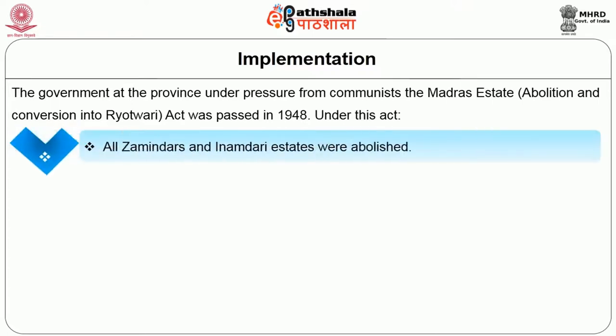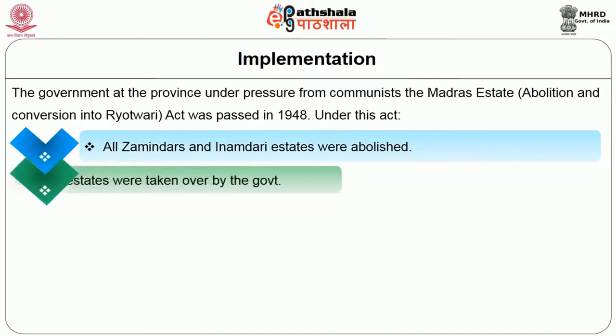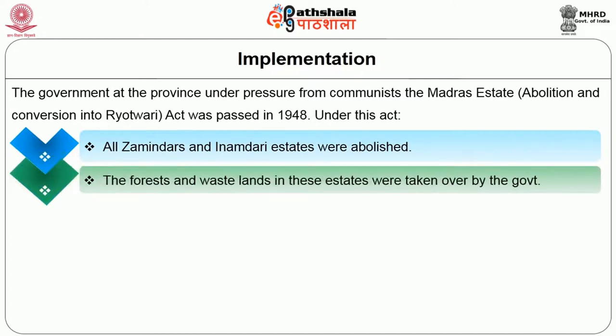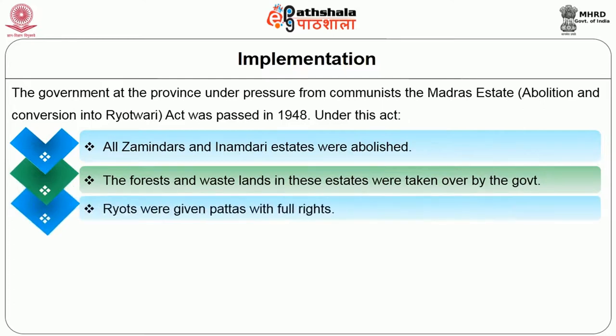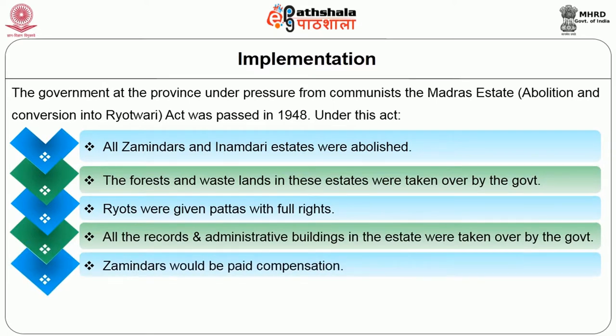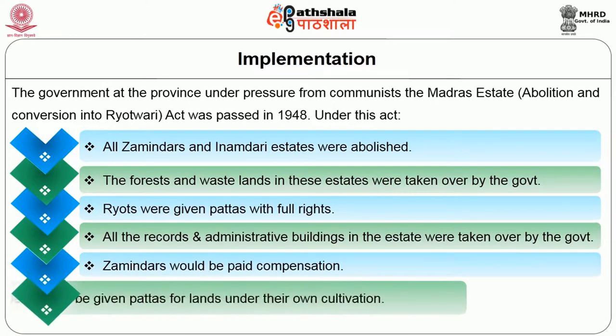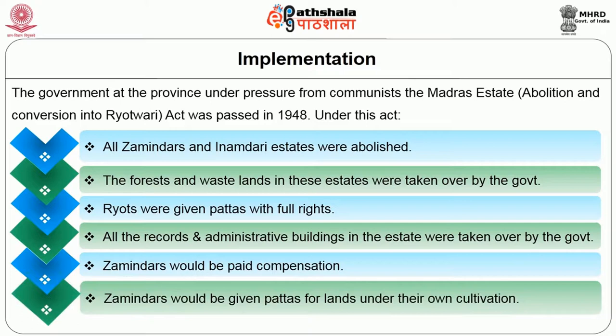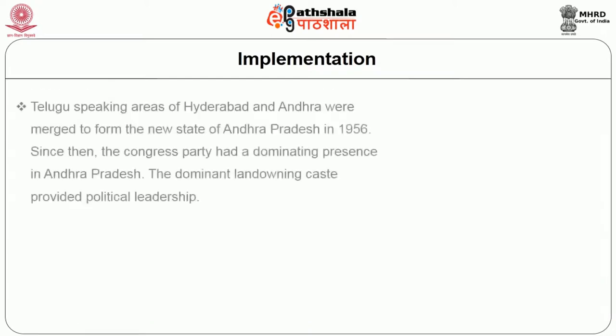A. All Zamindari and Inamdari estates were abolished. B. Forests and wastelands in these estates were taken over by the government. C. Ryots were given pattas with full rights. D. All the records and administrative buildings in the estate were taken over by the government. E. Zamindars would be paid compensation. And F. Zamindars would be given pattas for lands under their own cultivation.